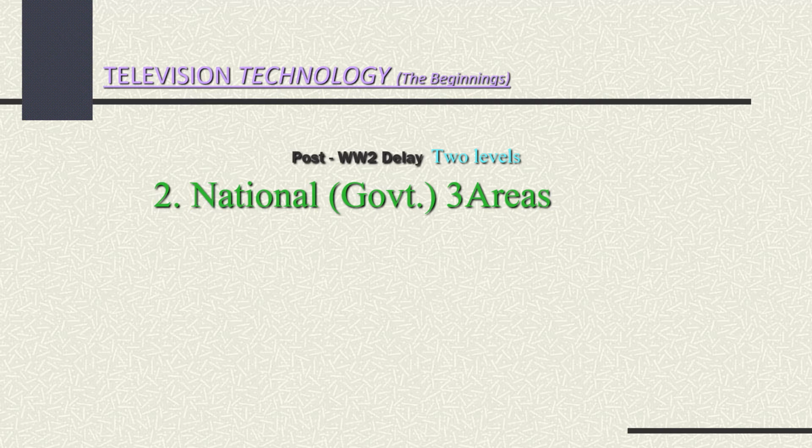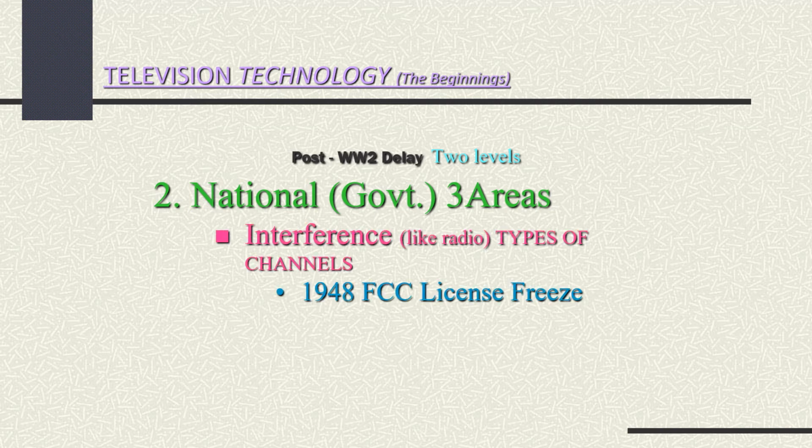So these three areas basically started off with the technology. How do we deal, like radio, with the interference that's going on? So what the government did, what the Federal Communications Commission did, was in 1948, they froze the application and distribution of licenses.